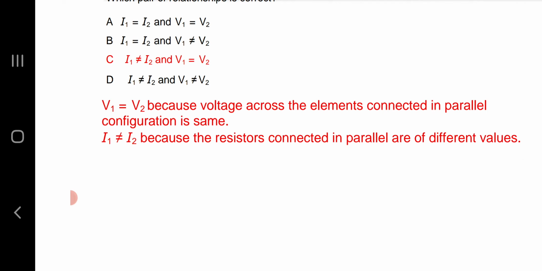V1 is equal to V2 because voltage across the elements connected in parallel configuration is the same. And I1 not equal to I2 because the resistors connected in parallel are of different values.